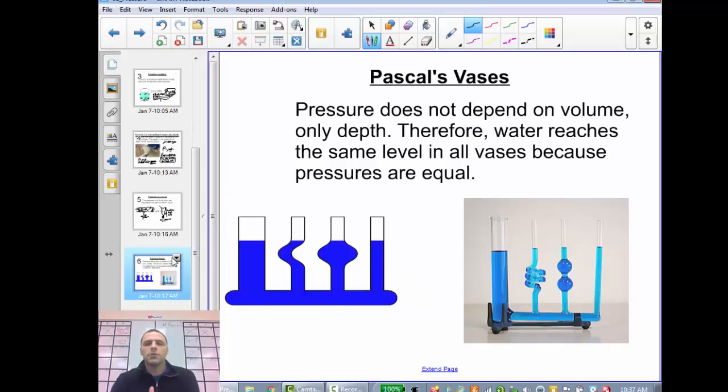Finally, I wanted to show you something called Pascal's vases, which shows us that the pressure does not depend on volume, only depth. And therefore, because of that, water will reach the same level in all the vases because the pressures are equal. You can see here we have a device that has some funny shaped objects. They have different volumes, but because the pressure at any given point is equal, the water stabilizes itself and always reaches an equal level. If you were to go to the bottom of this place, no matter where you are or what shape you're in, you're always going to experience the same pressure, the same depth.